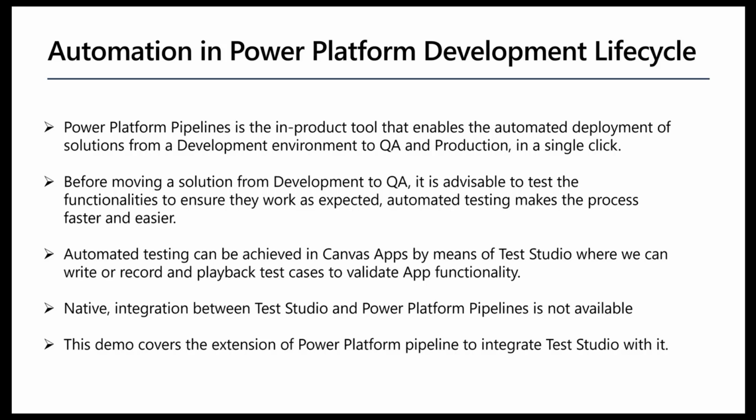If we want to combine these two automated tools together, Power Platform pipeline and Test Studio, natively that option is not available. But I am going to show you how you can integrate them together. When we are deploying from my development to test environment using the Power Platform pipeline, in between we can push the automated testing process, and based on the result of the automated testing, it will be decided whether the deployment moves forward or not.